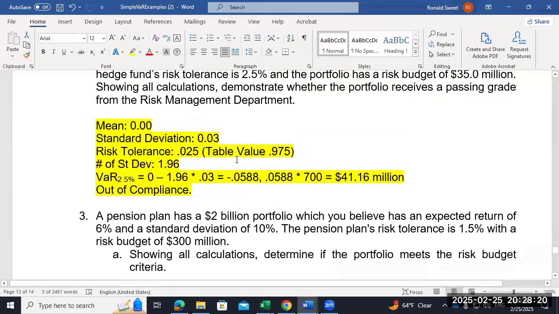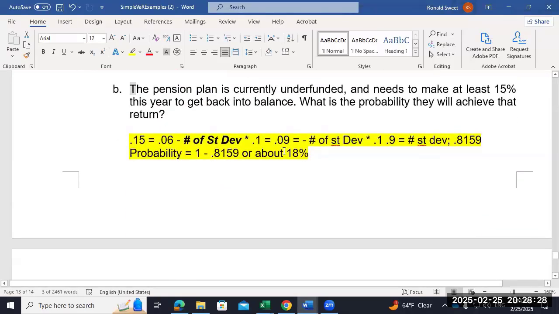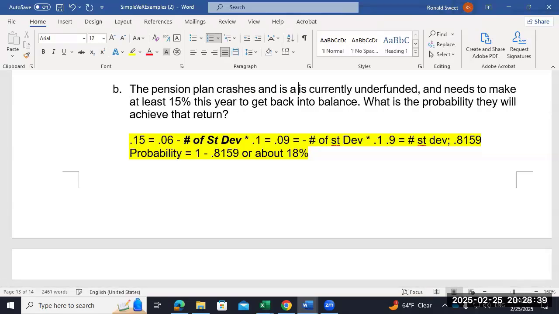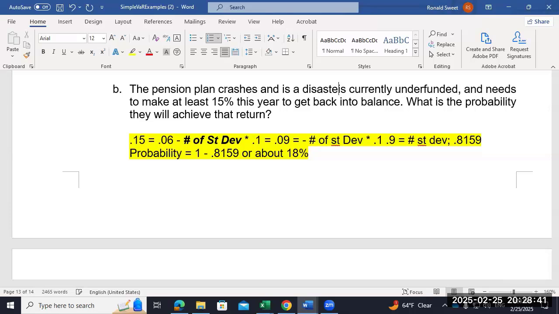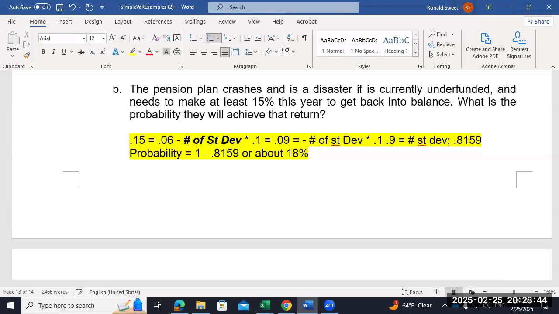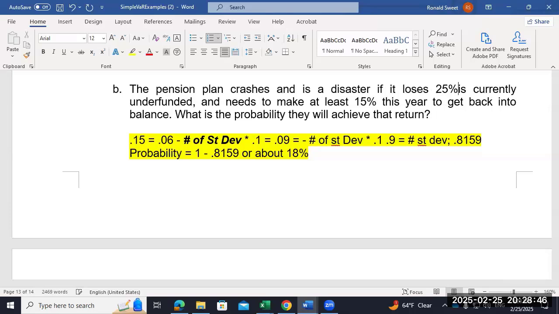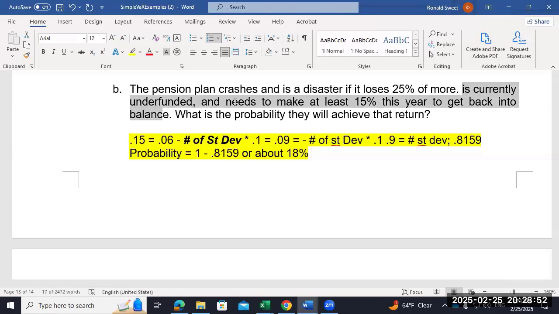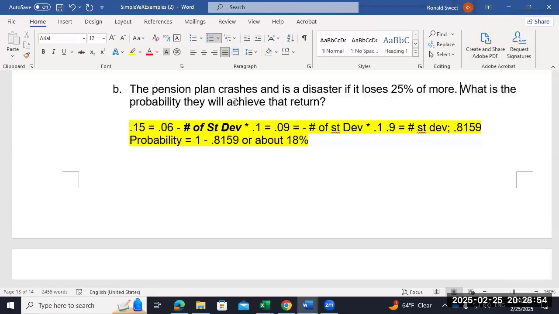All right, so Thursday we'll work the prior exam questions. They're going to look real similar to what we just did. I do try to sometimes, on this last one, throw out a trick. So let's say the pension plan crashes and is a disaster if it loses 25% or more. What is the probability they will achieve that return? So how would you work that in this case?